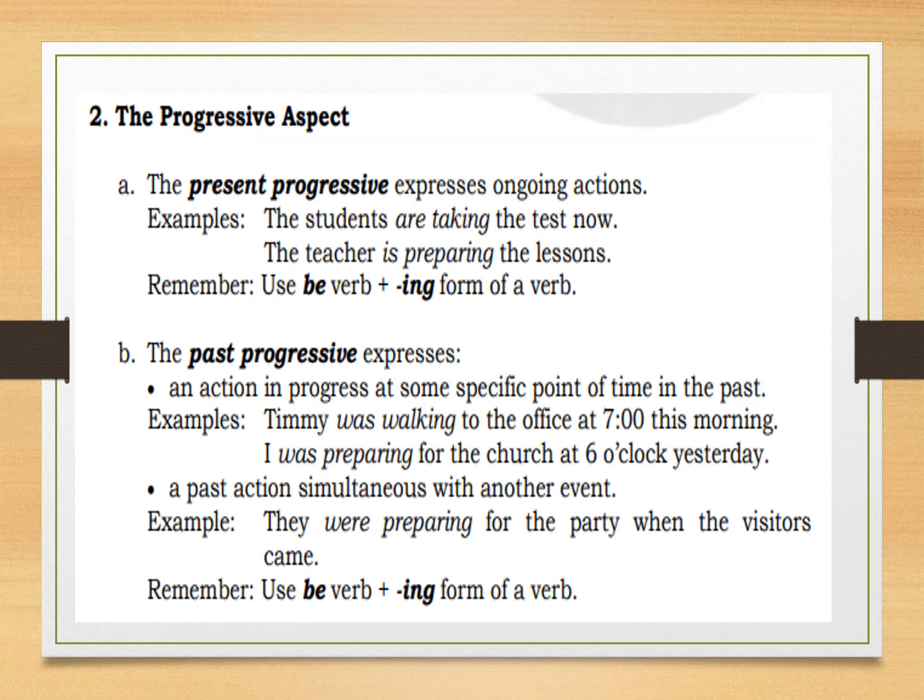Next, let's move on to the progressive aspect. Under it, we have the present progressive. The present progressive expresses ongoing actions. Examples: The students are taking the test now. Another example, the teacher is preparing the lessons. Use be verb plus ing form of the verb in the present progressive.